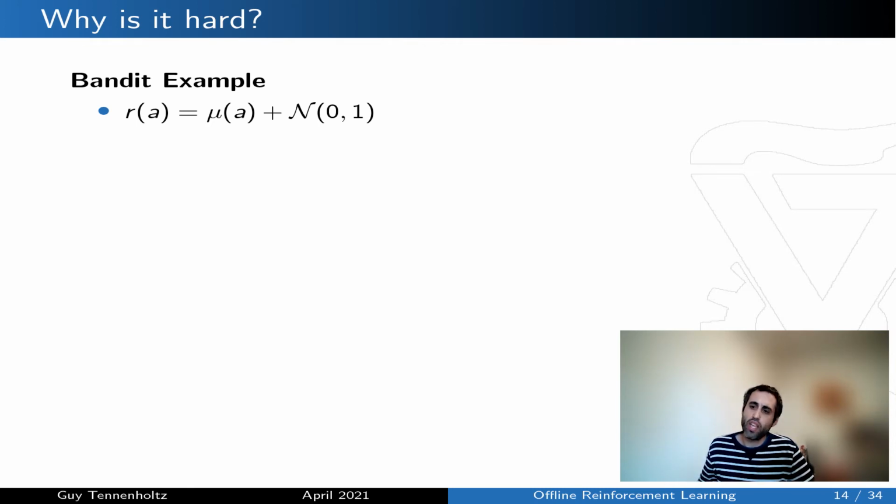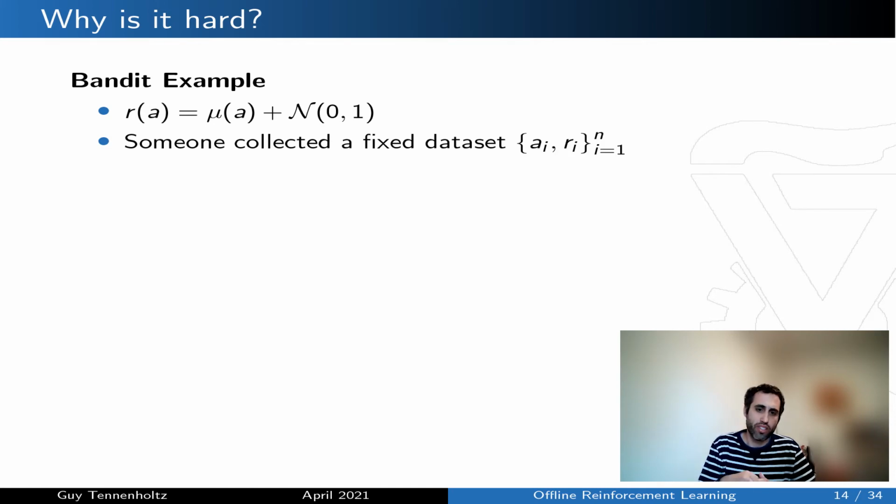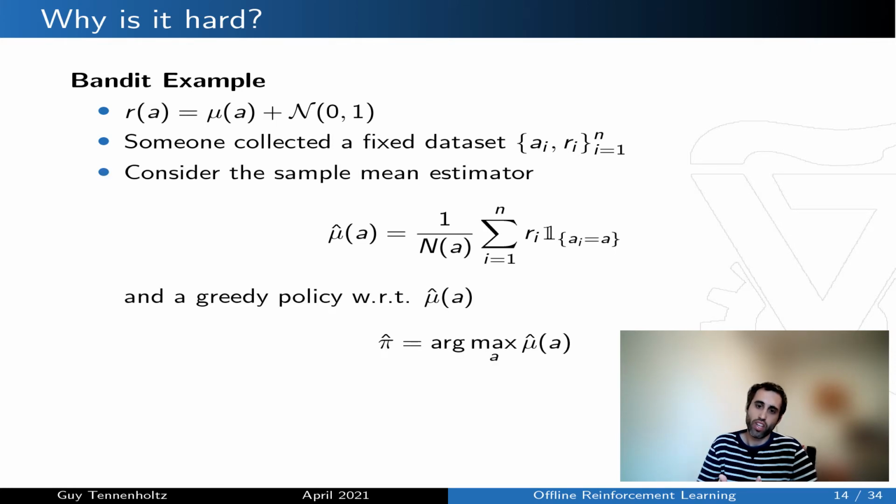And we're going to assume that data was collected for us by some unknown behavioral policy. We get a data set of actions and rewards, these noisy rewards for every action. Now, what we want to do is find the optimal action, right? The action that would, in expectation, give us the optimal value, in this case, the largest mu. So how are we going to do this? One way we could do this is to write a sample mean estimator for our mean, right?